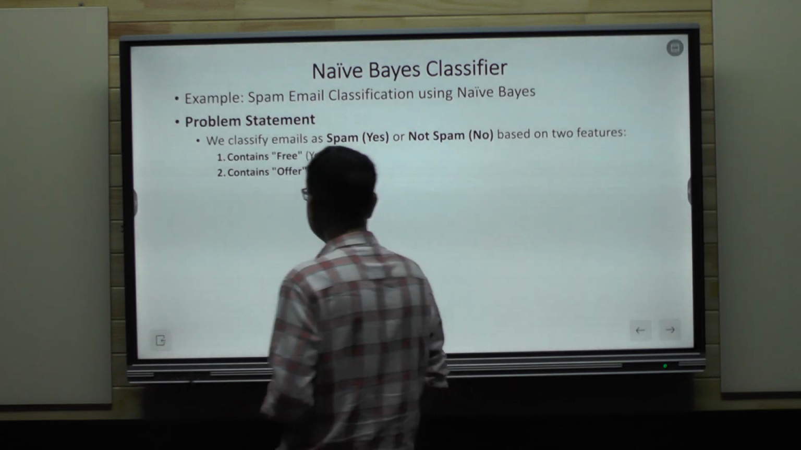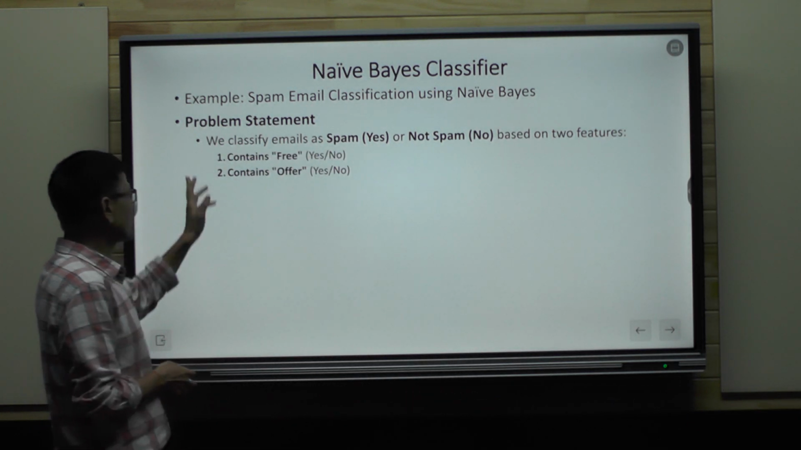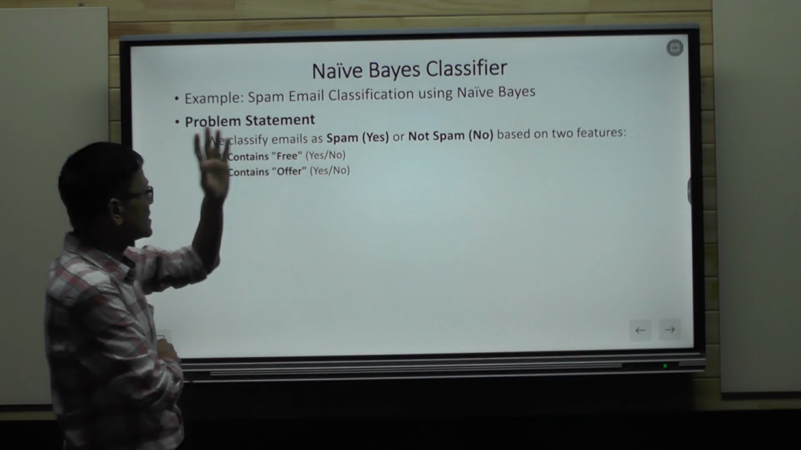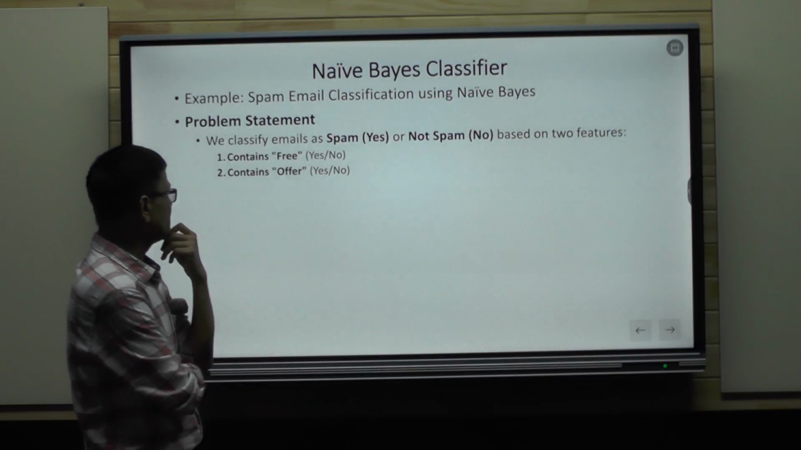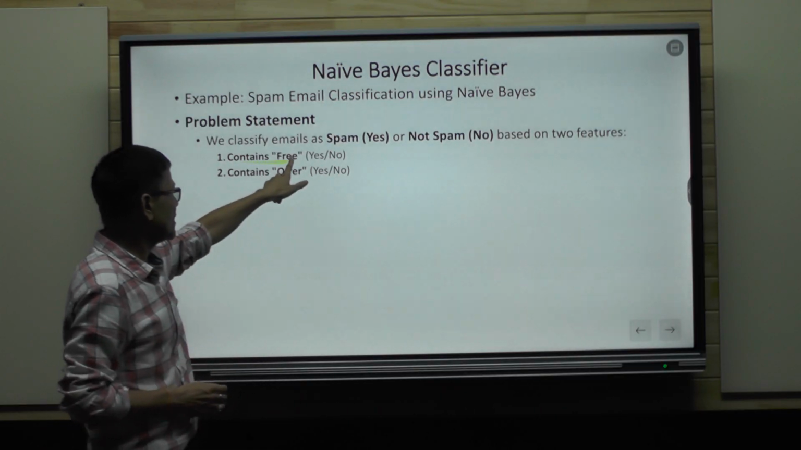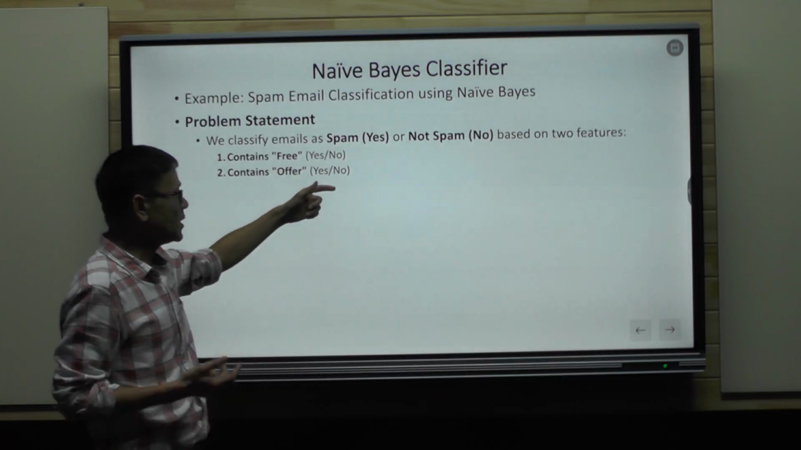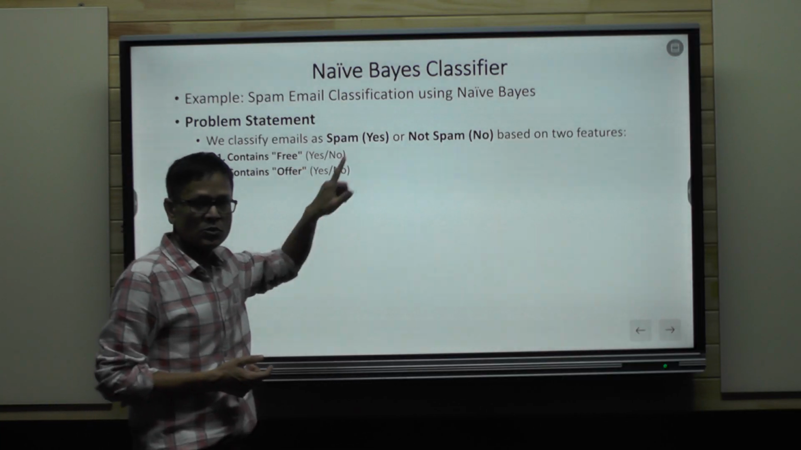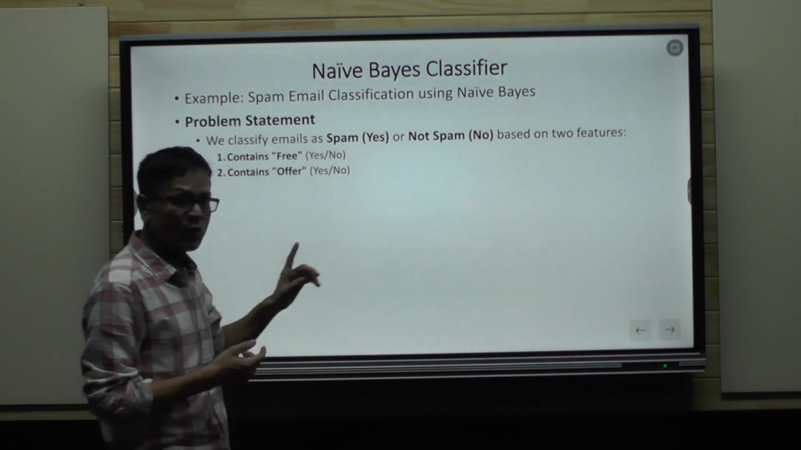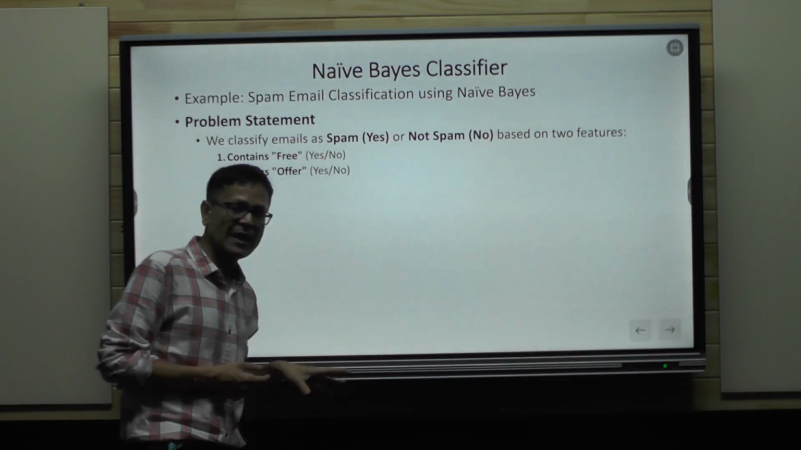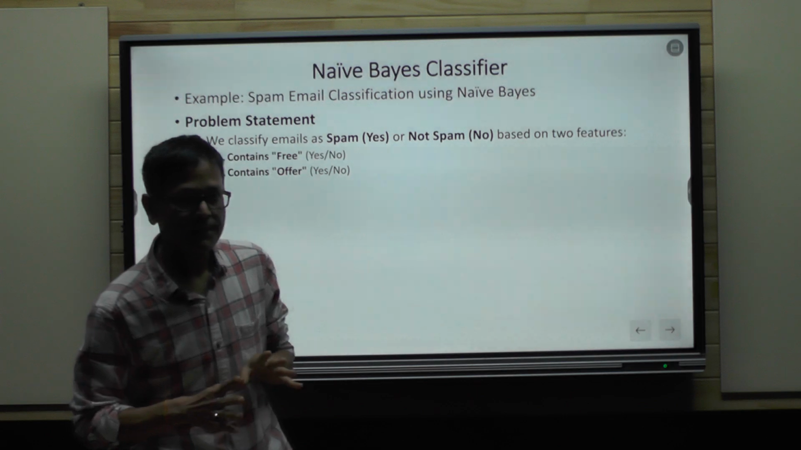Example: spam email classification using naive Bayes. Problem statement: we classify emails as spam, yes, or not spam, no, based on two features. Contains free, as free is the word, and contains offer is the word, yes and no, yes and no. So you do the counting in yes and no, yes and no, and then you apply those counted values to the formula and you calculate a probability.